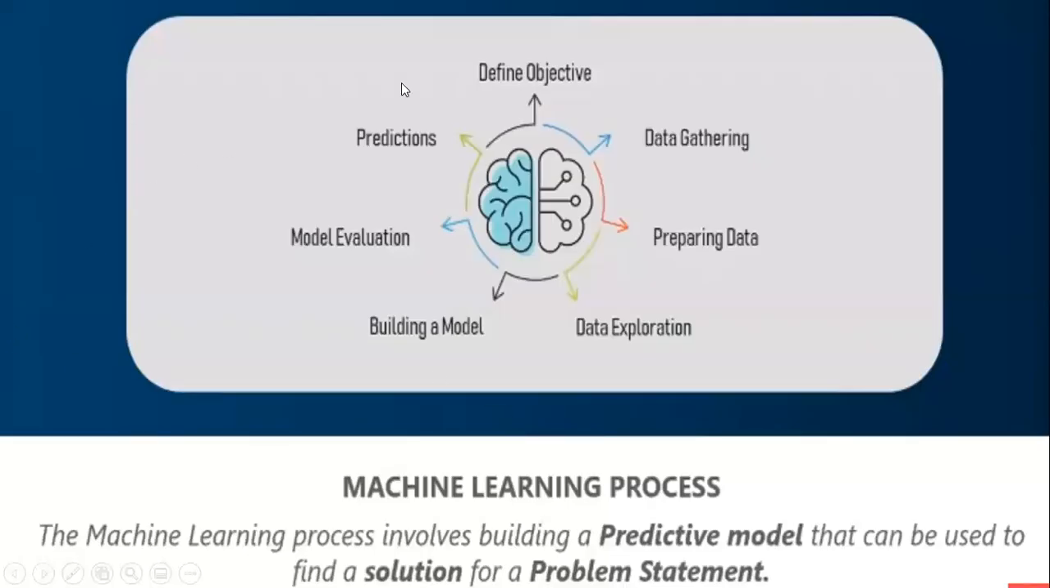Okay. This is the machine learning process, the entire process. There are seven steps, so we'll learn them one by one. First one: any machine learning project in a company.